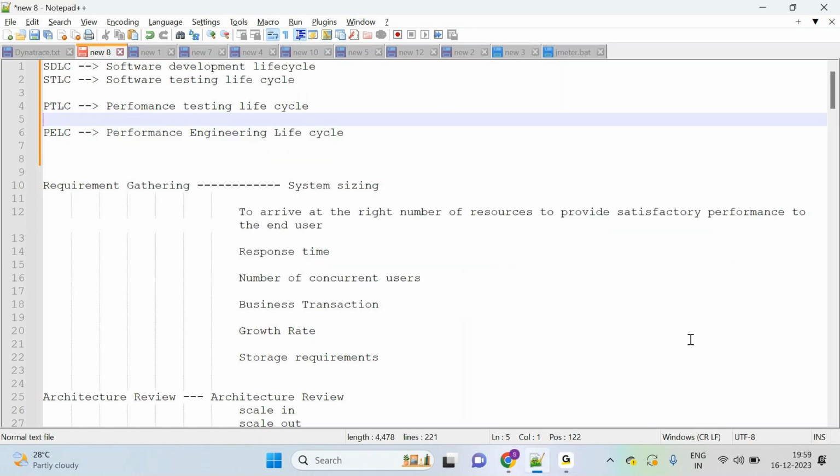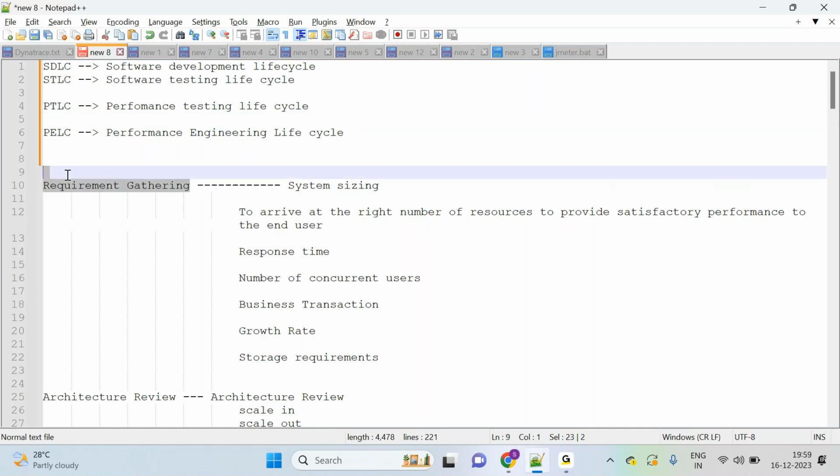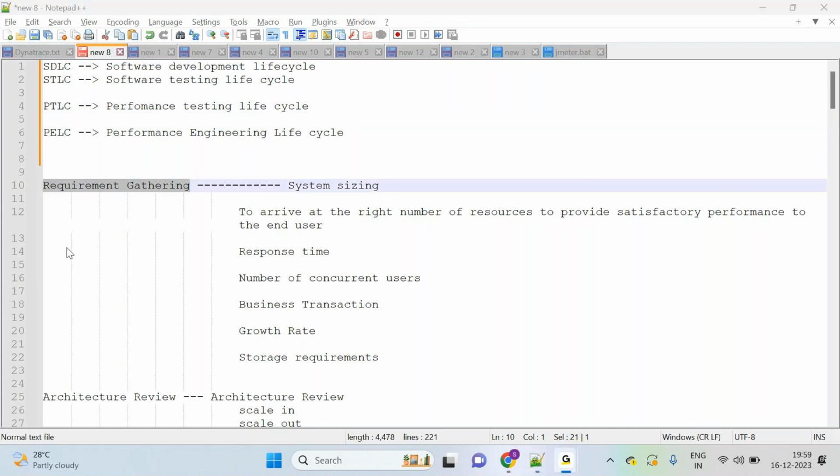So first of all, for any activity, even the developers or the performance engineers, anybody, first they are going to do the requirement gathering. Even for the developer, that is the first stage. For the performance engineer also, it is quite a similar activity, right? They should also collect the requirement. Performance engineers will think about something like system sizing and all. They have to forecast it in the requirement gathering time itself.